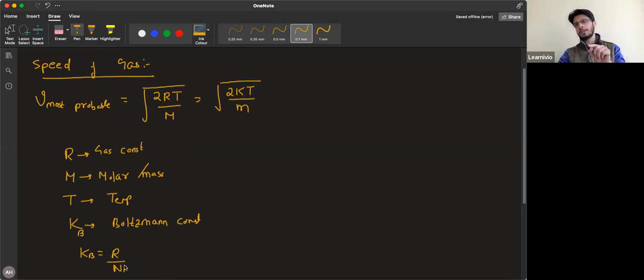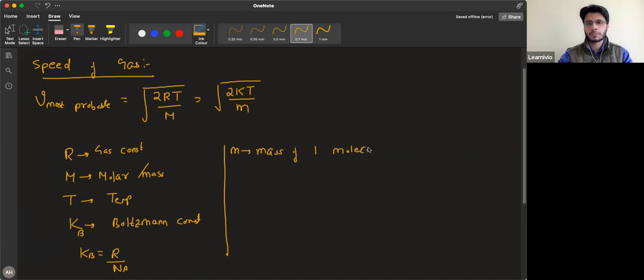See, without KTG, you can't even attempt all questions of thermodynamics. Most of the questions of thermodynamics will use some portion of KTG. And here small m is the mass of one molecule. So this is the mass of 1 mole and this is the mass of one molecule. If you want to relate them, capital M is Avogadro number multiplied by small m.